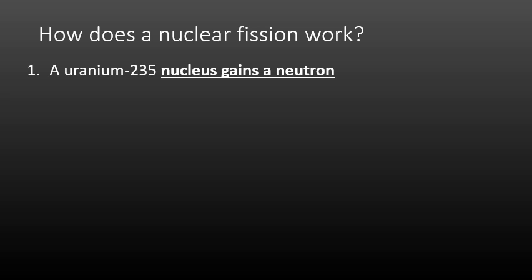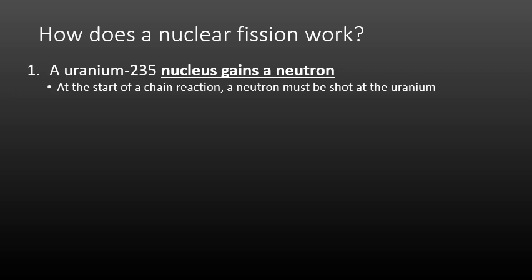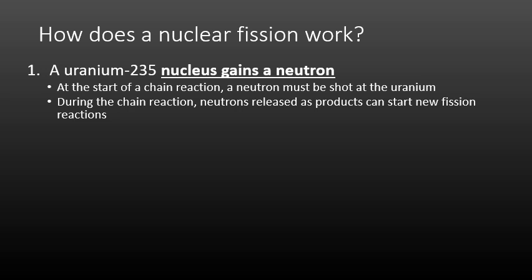Okay, so to walk you through step by step, number one, a uranium-235 nucleus gains a neutron. So at the start of the chain reaction, we have to shoot in a neutron, and you saw that in the 4.4a FET simulation. There was a gun that shot in the neutron. But once the reaction has happened and we make those 3 neutrons at the end, those neutrons can go off and start the process over. So the neutrons released previously as products can start new reactions during a chain.